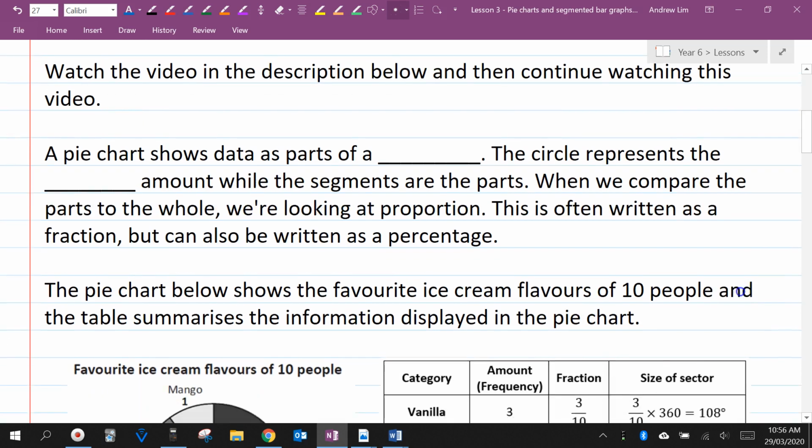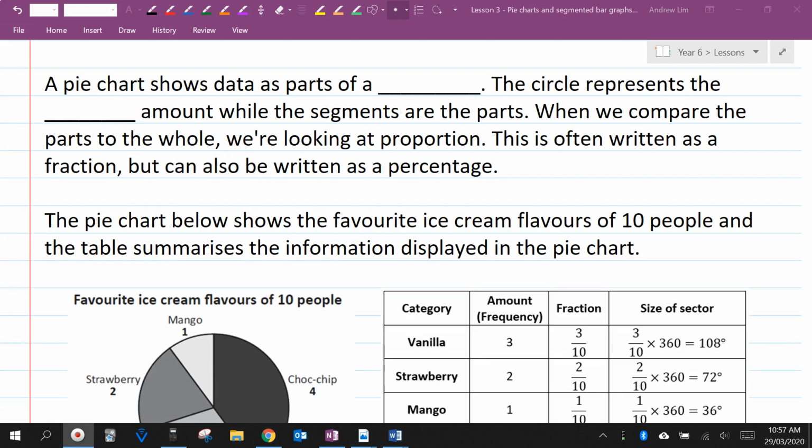Okay, so welcome back. A pie chart shows data as parts of a whole. The circle represents the total amount, while the segments are the parts. When we compare the parts to the whole, we're looking at proportion. This is often written as a fraction, but can also be written as a percentage. For today, we are just going to look at fractions.